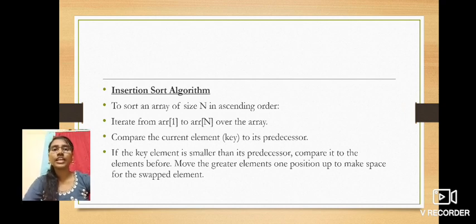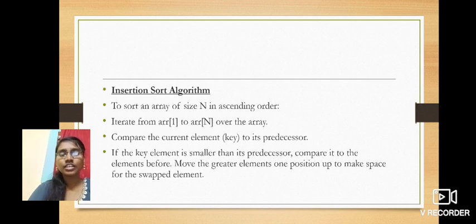Insertion sort algorithm. To sort an array of size n in ascending order, iterate from array 1 to array n over the array. Compare the current element key to its predecessor. If the key element is smaller than its predecessor, compare it to the elements before. Move the greater elements one position up to make space for the swapped element.